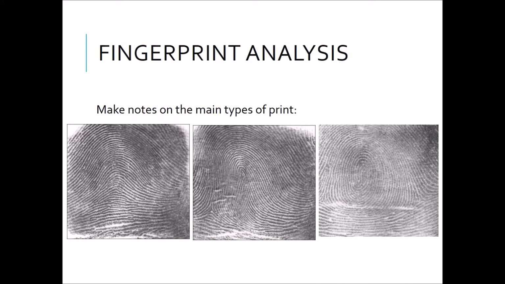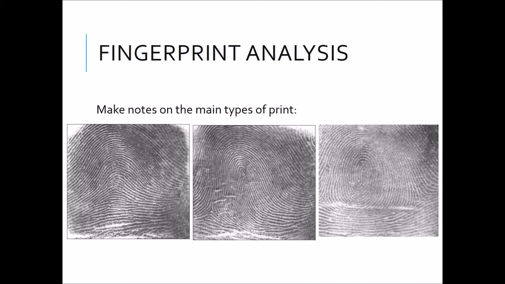Then you have a loop. Loops are where the ridges enter at one side, and then loop back over and leave at the same side at which they entered. Okay, so you can see here that's a loop. The ridges enter, they loop round, and then they come back on themselves and leave on the same side. Now these are quite common, so this is one of the most common fingerprint types.